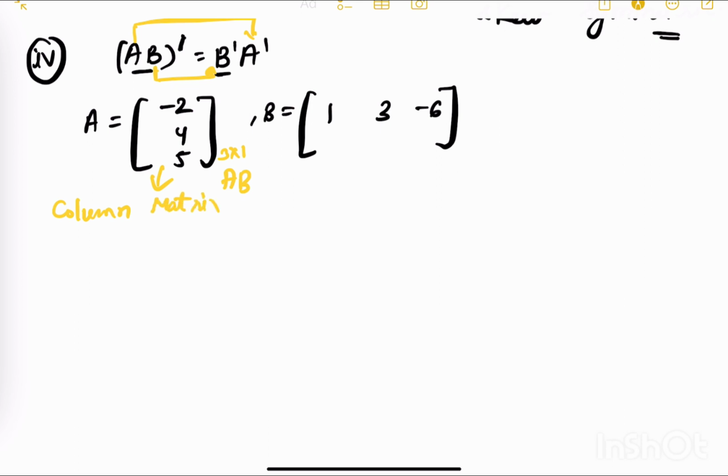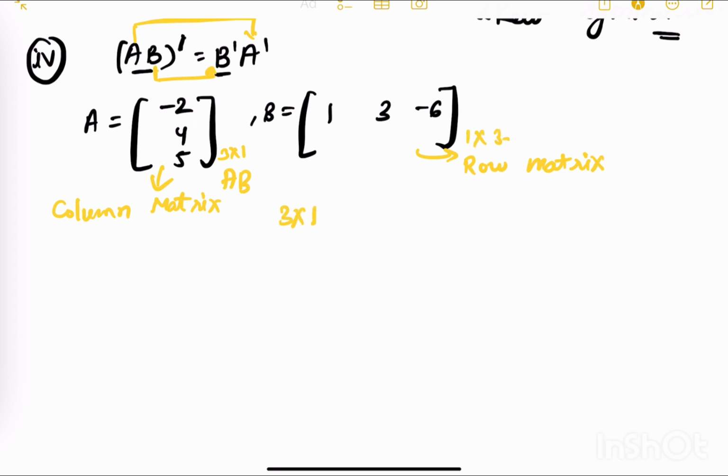It is important that you just recall the previous facts and theories so that you will remember everything by the end of the chapter. And what about this? This is my row matrix. Why? Because it has a single row. So what is the order? It is 1 cross 3.